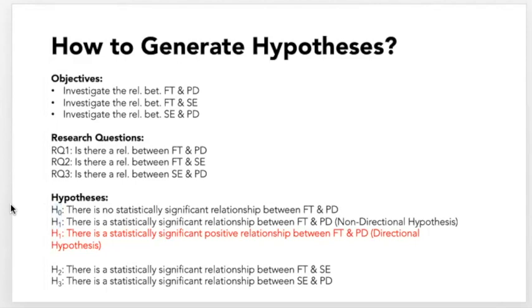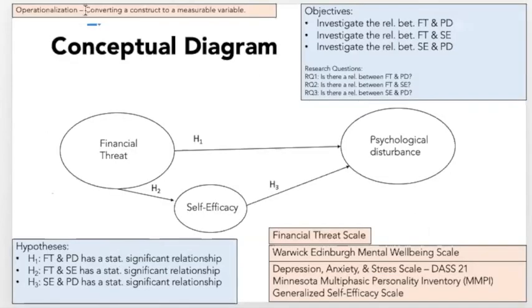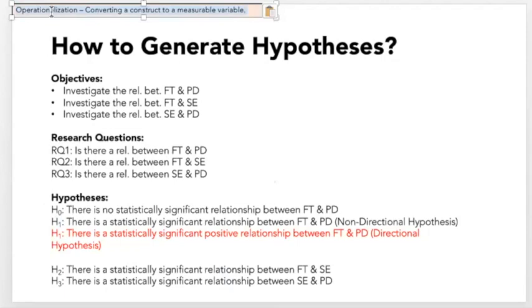Now, there are two different types of hypotheses. Now here I haven't actually included them, but let me write it here. There are two different types of hypotheses called null hypothesis and alternate hypothesis. Null hypothesis usually says there is no relationship. Alternative hypothesis always says that there is a relationship.